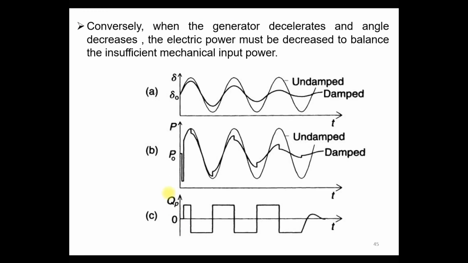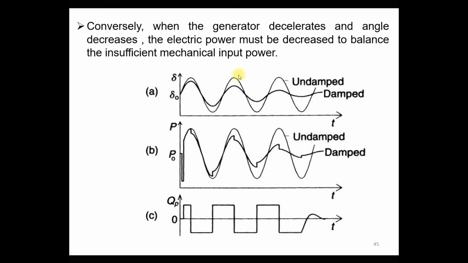In the same way, exactly opposite, when the generator decelerates, when the mechanical power is not sufficient to generate the required amount of power, the angle also decreases, and at that time the electrical power is decreased by the compensation to balance the insufficient mechanical input power.